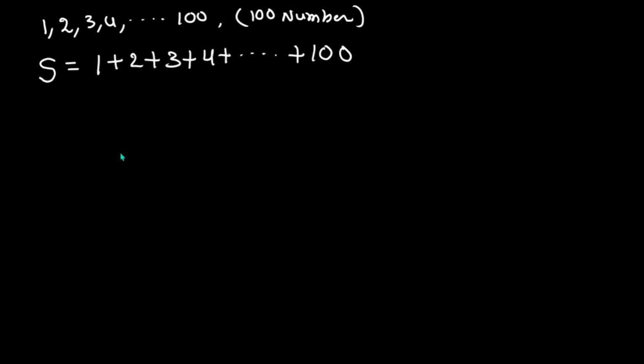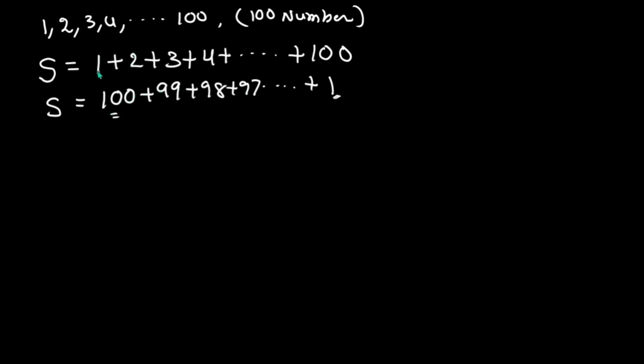So here what I am writing, I am writing one more S in the reverse order. The same numbers I am writing in the reverse order. The same 100 I am writing at the start: 100 plus 99 plus 98 plus 97 and so on, plus 1. My last number here is 1 and the first number is 100.